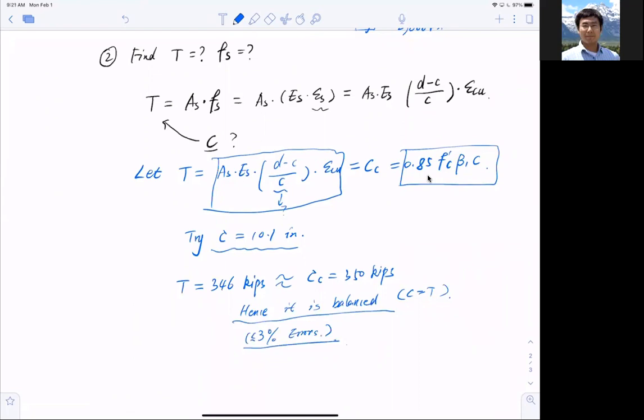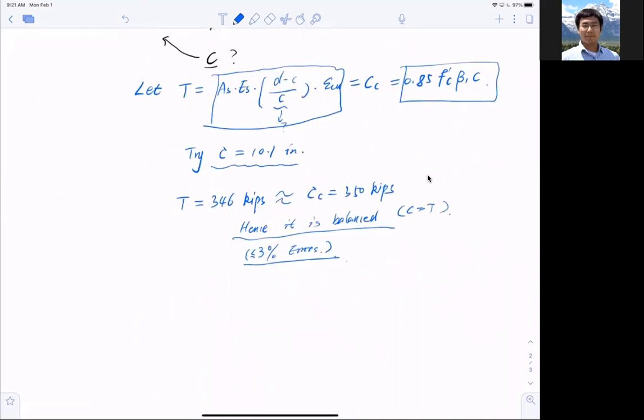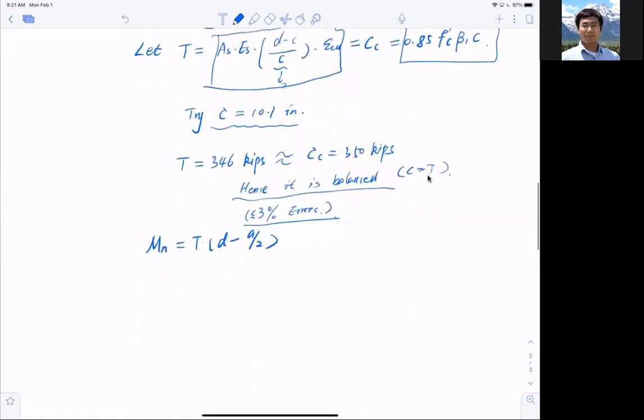So now with this, I can move on. I say now I figure out the actual compression zone C equal to 10.1 inch. And this time, if I have C equal to 10.1, tension balanced the compression, the moment Mn would naturally just equal to tension or compression multiplied by the lever arm. In this case, it is d minus half a. Now this equation still stands. So tension now 346 kips.